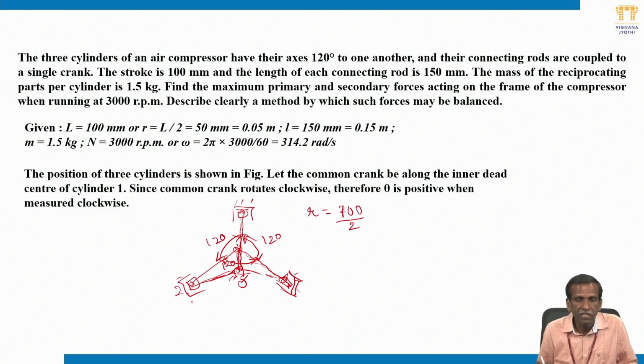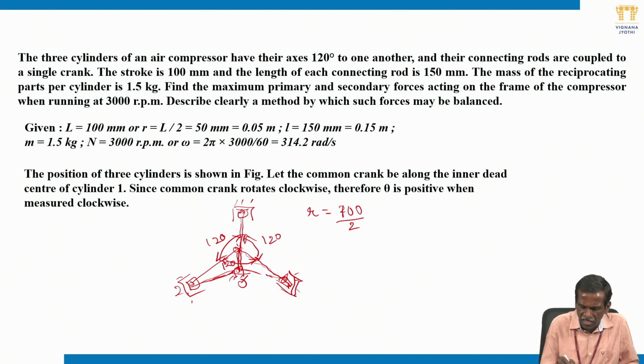What are the primary forces? What are the secondary forces acting on the compressor frame? Then how are we going to balance them? We have seen the position of the 3 cylinders. This is the figure drawn, and let the common crank be along inner dead center 1.